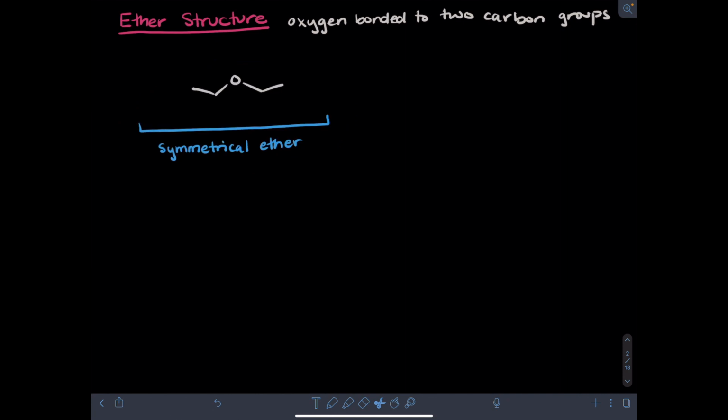Ethers can be classified as either symmetrical or unsymmetrical. So as an example of a symmetrical ether, this is an ether oxygen connected to two different ethyl groups. So because the oxygen has two of the same substituent, we would call it symmetrical.